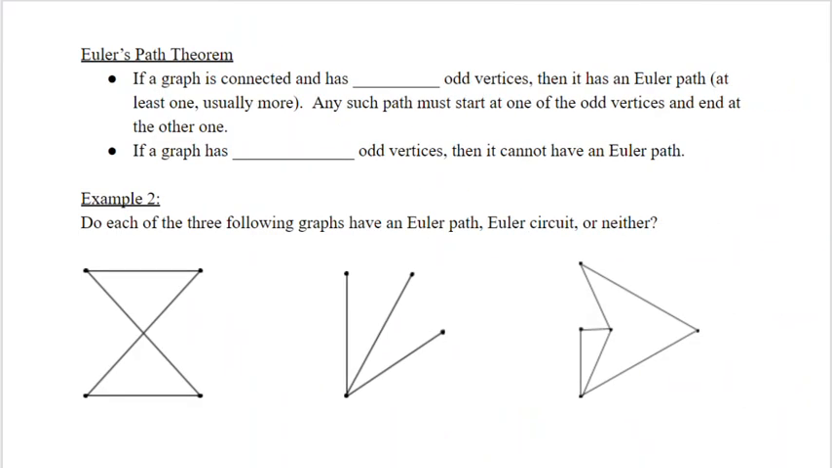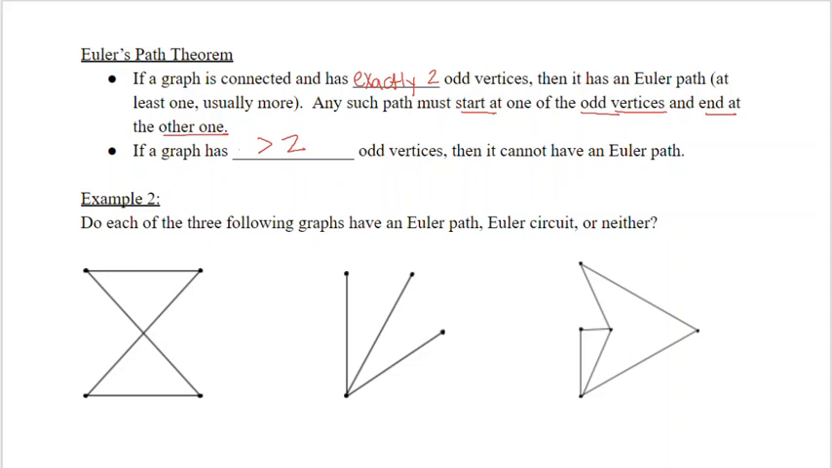Now, what about Euler paths? Okay, so if a graph is connected and has exactly 2 odd vertices, then it has an Euler path, sometimes more than one. Any such path must start and end at the odd vertices. If a graph has more than 2 odd vertices, it cannot have an Euler path.